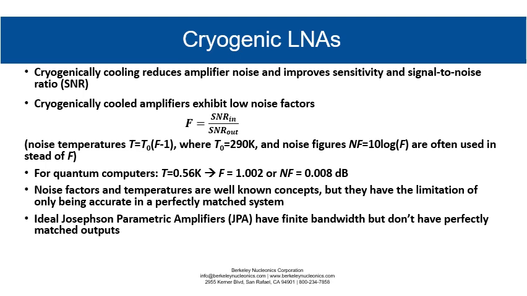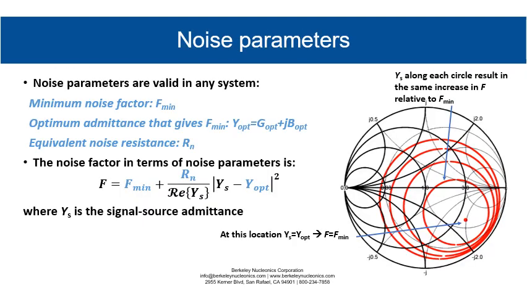Clearly, when we design cryogenic LNAs, we need means of measuring the noise temperature and being able to optimize them so the lowest noise temperature possible is achieved. Measuring of cryogenic noise temperatures is possible, but the noise temperature measurements have limitations of only being applicable in a perfectly matched network and not being able to provide a path for optimization.